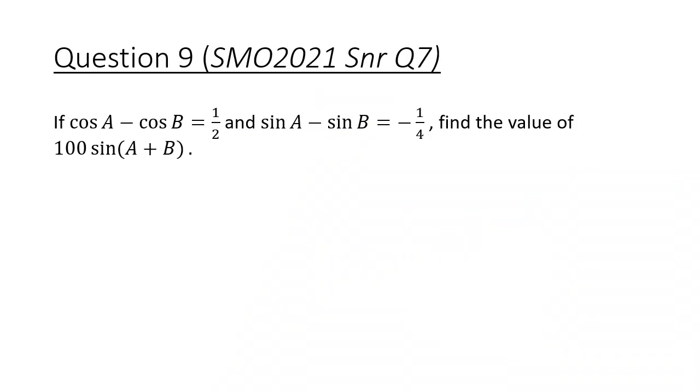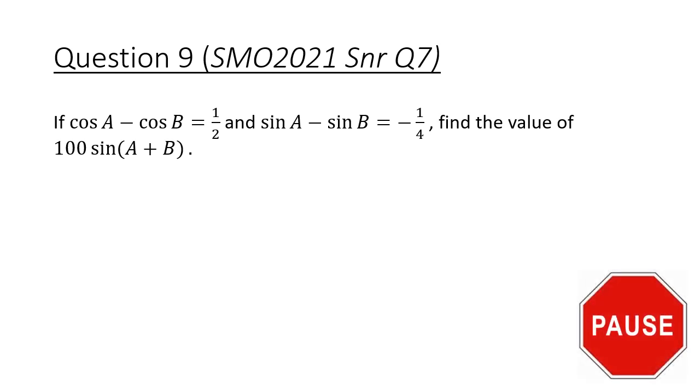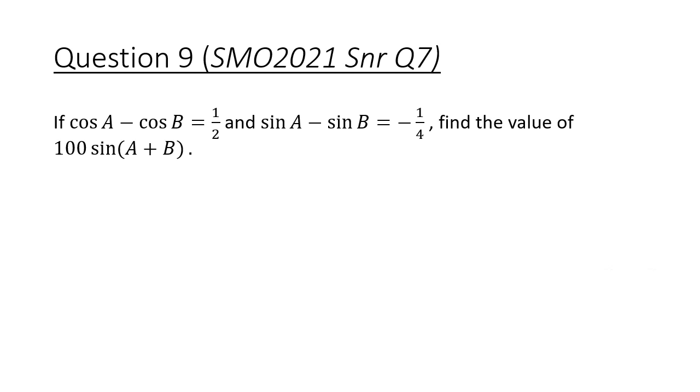Question number 9. If cos A minus cos B equals half, and sin A minus sin B equals negative 1/4, find the value of 100 sin(A plus B). So this is similar to question 8. You can pause the video here and see if you can solve this question. So we'll use the same trick as question 8.